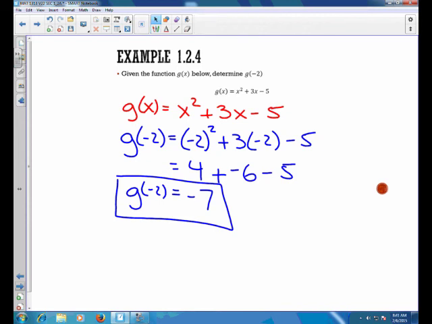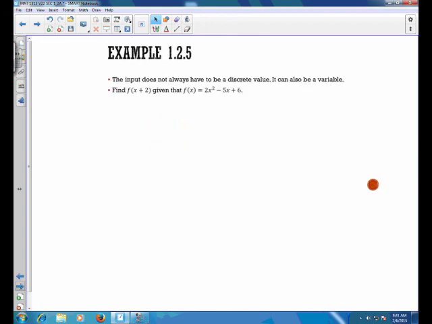So our input here was negative 2. If we input negative 2 into this function, our output is negative 7. Now, we do not always have to input known variables or discrete values. Okay? We can also use a variable.